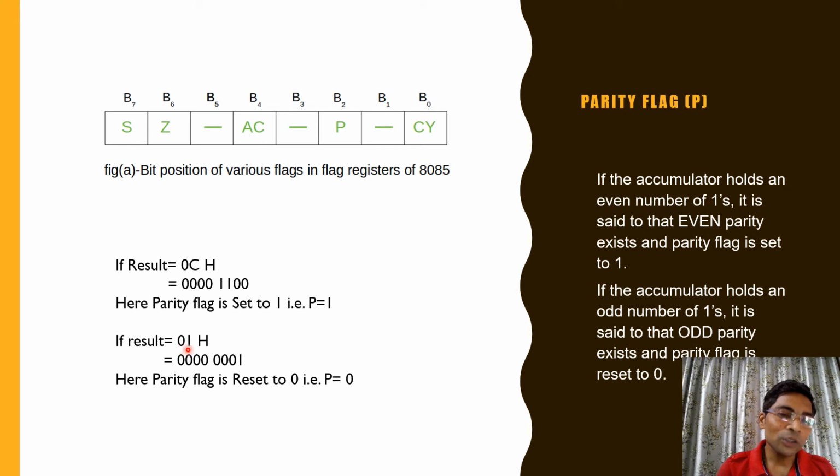Suppose my result is 01, then 01 means 4 zeros and 0001. In this example only one 1 is there, so an odd number of ones is present. So the parity flag is reset to 0, that is P is equal to 0. And if we follow the odd parity, then it is vice versa. But in your syllabus we are following the even parity. In the next slide, the last flag is the carry flag.